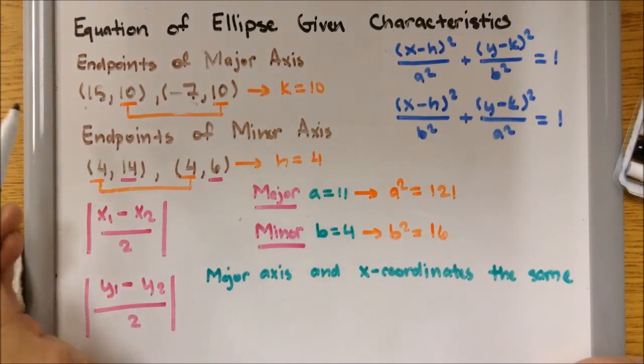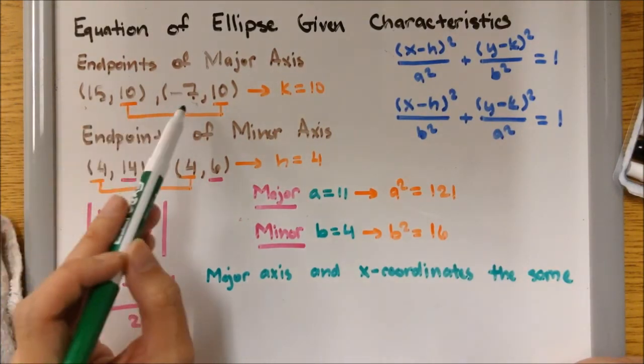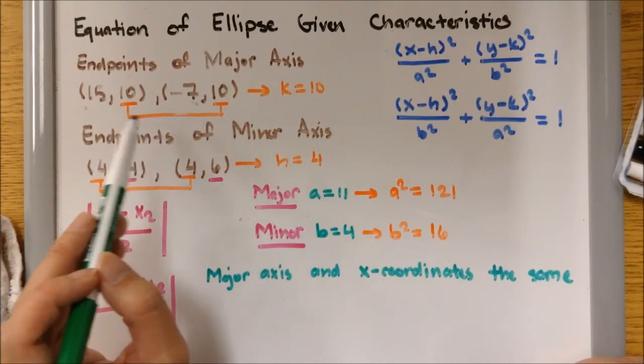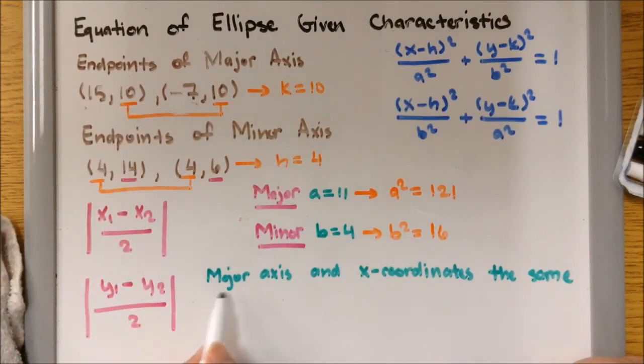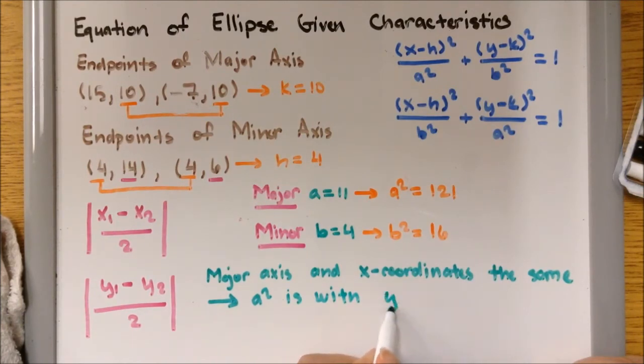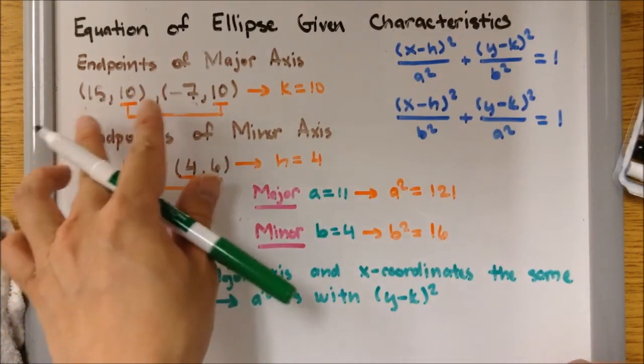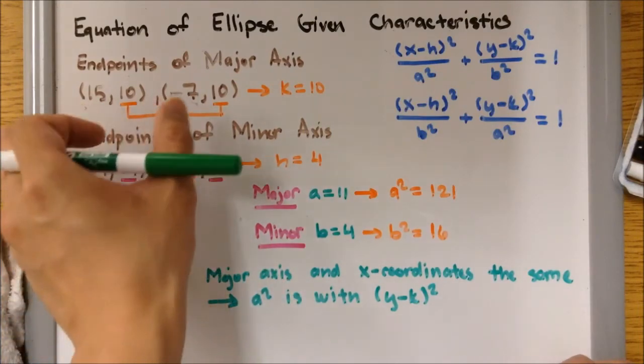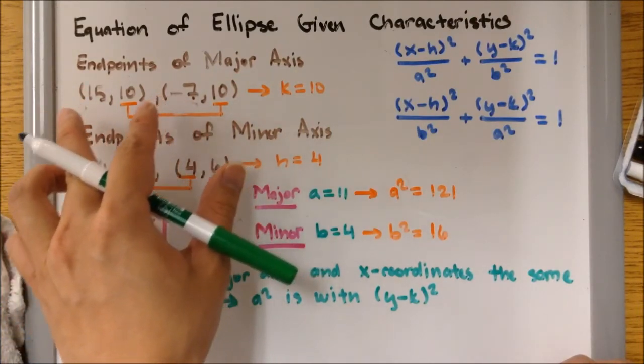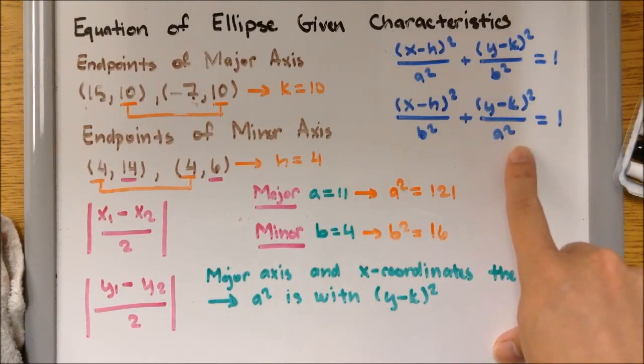So when you read, just like in this example, where our x coordinates are different, meaning our y coordinates, this ties into this. So if your major axis and your x coordinates are the same, therefore the a square is with y minus k squared. So had the major axis with the x coordinates here, 15 and negative 7, they're different. Had they been the same number, then we would have used this form.